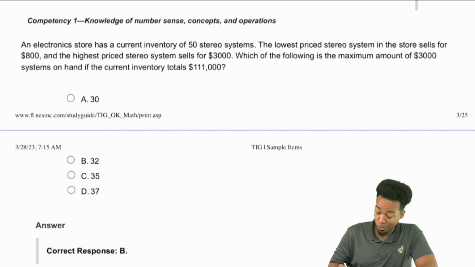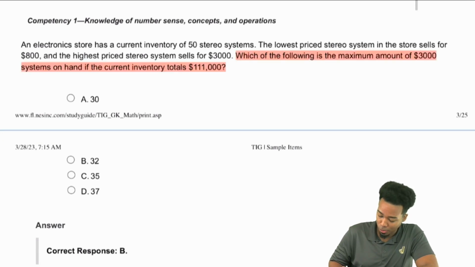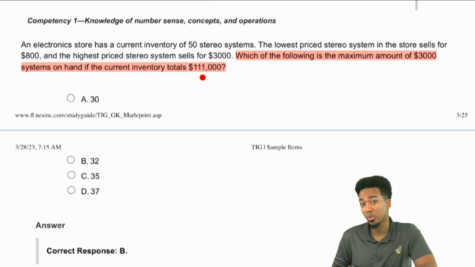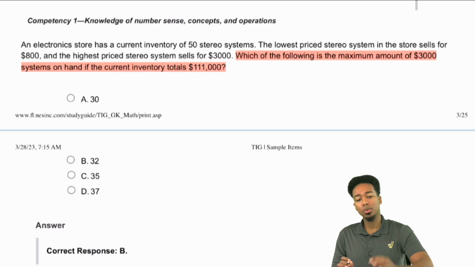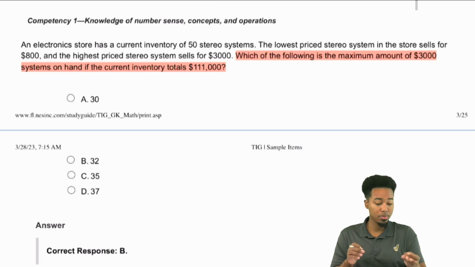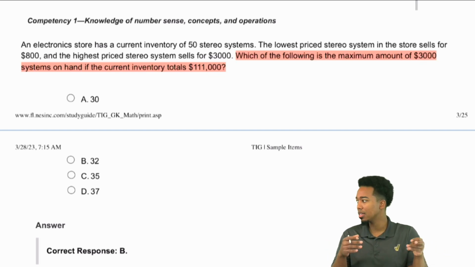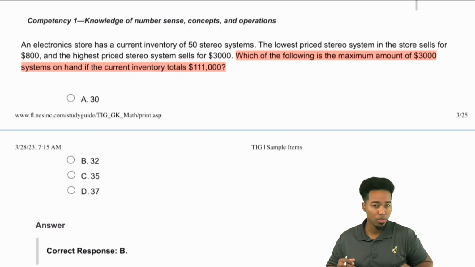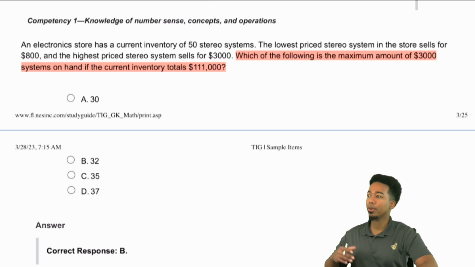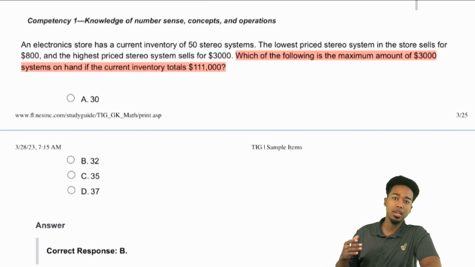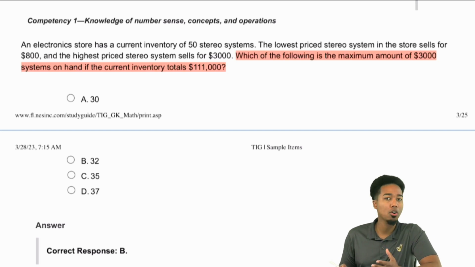As always, the first thing we do is read the question. It says, which of the following is the maximum amount of $3,000 systems on hand if the current inventory totals $111,000? Okay, so this question, I'm going to be very honest with you. I believe that there is a kind of flaw in the way that this question is written, but there is also a keyword that many people may miss. So I would consider this question a little bit harder than the others.